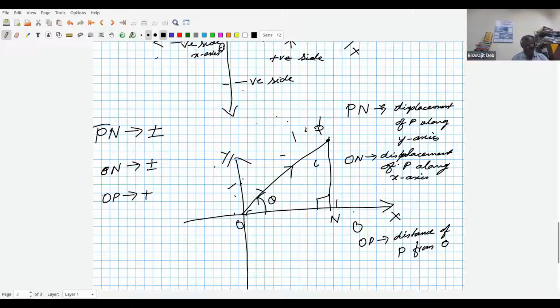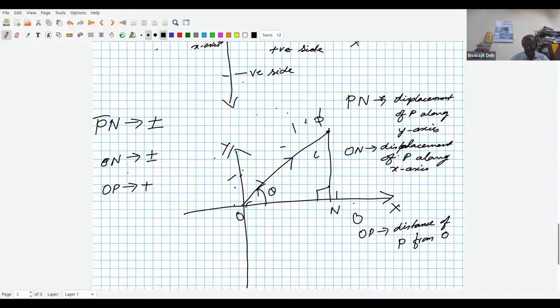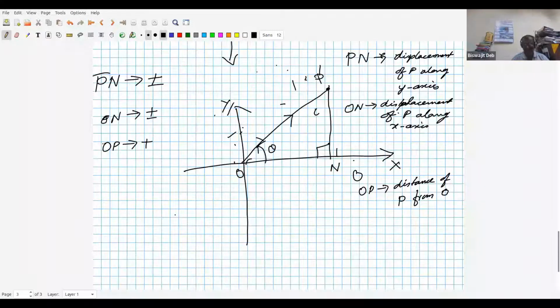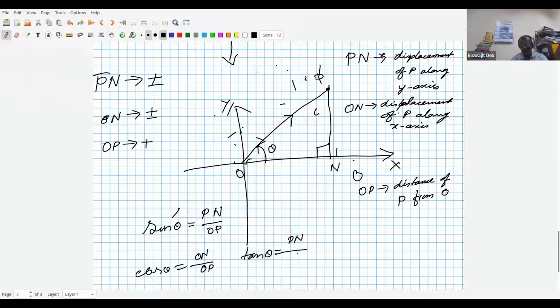Now under this setup, if I use my earlier definition of sine theta, what is sine theta going to be? Sine theta is going to be Pn by OP. What is my cos theta? Cos theta is going to be On by OP, and tan theta is going to be Pn by On. Okay, so this is the definition.